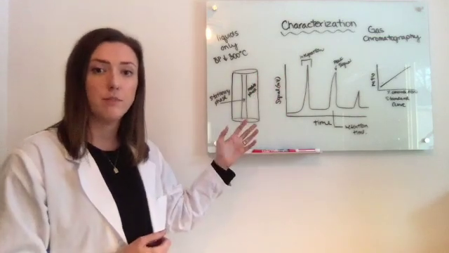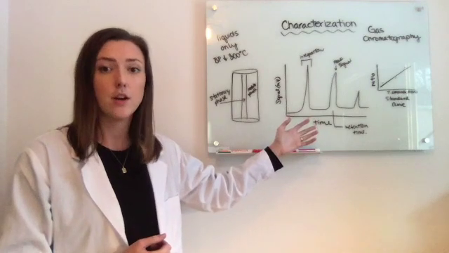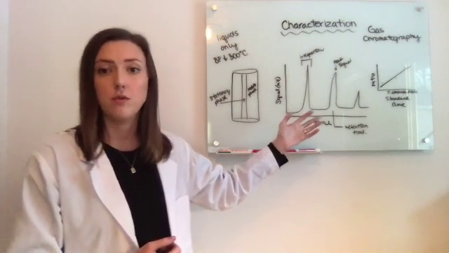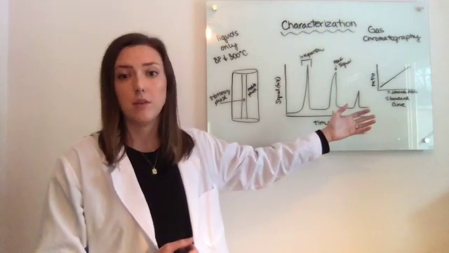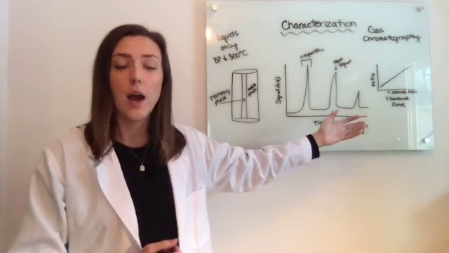The gas chromatography produces this graph as seen here, which the data from this can then be used to produce a standard curve, and the line of best fit can be extrapolated from the standard curve in order to find concentrations of unknown substances.